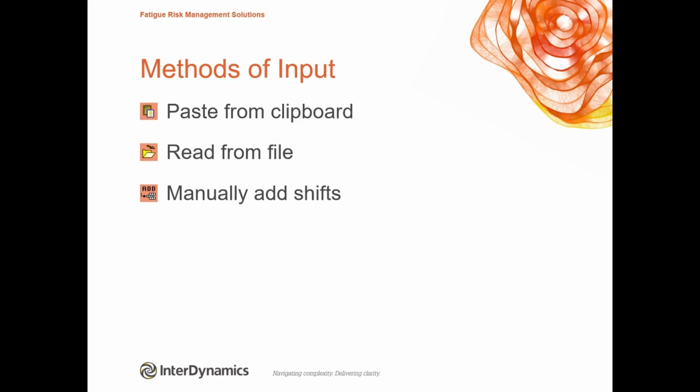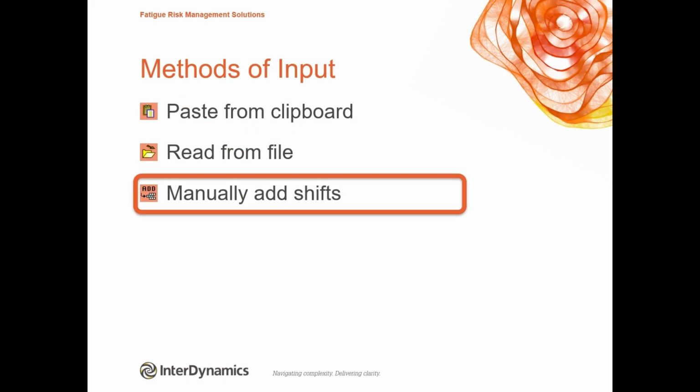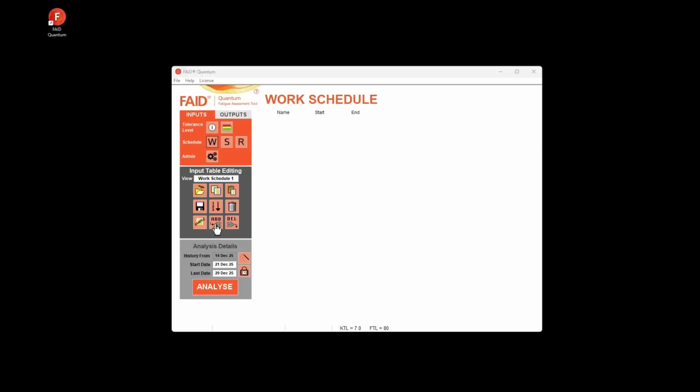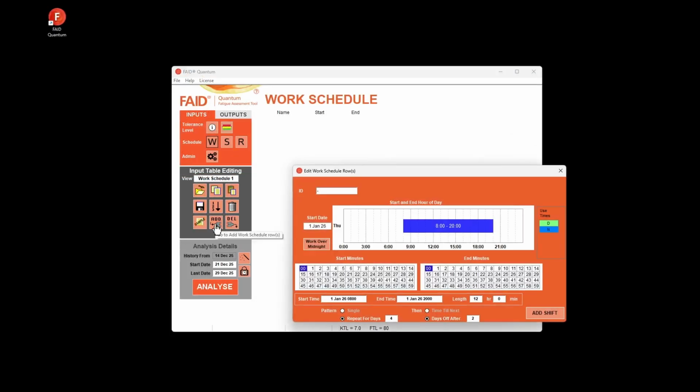Finally, the third option is to manually create your work schedule in FAID Quantum. This method can be useful if you just have a short work schedule to analyze or a series of repeating shifts. Select Add Work Schedule row. Then type the ID name or number. You can drag the start time and end time of your shift, or type the start and shift length.